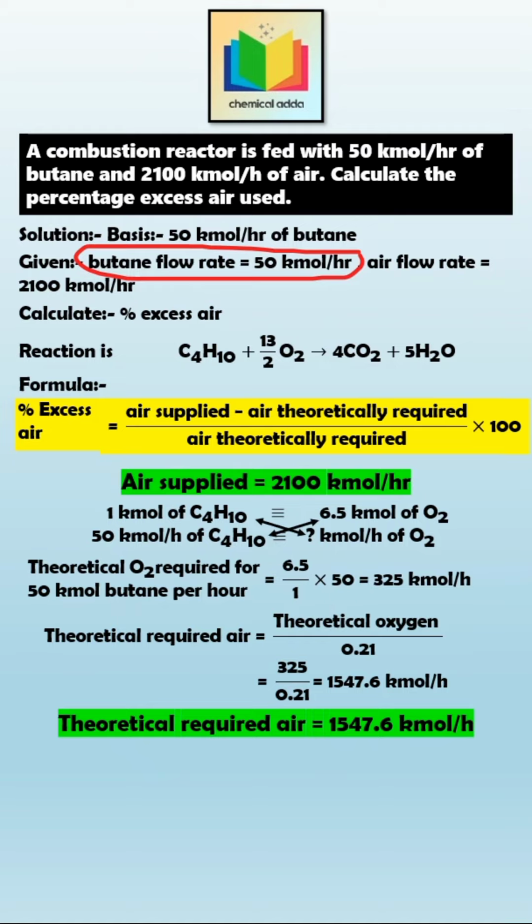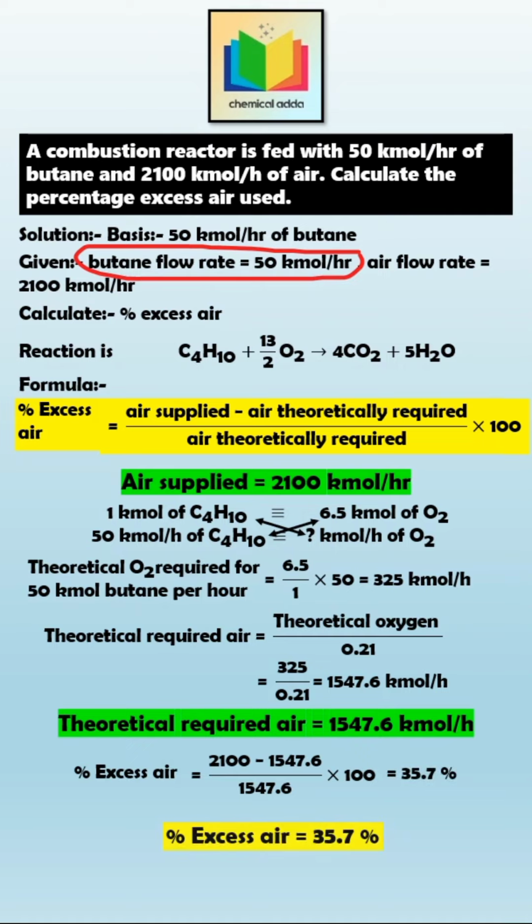Now let's put both values in the formula of percentage excess air. After putting the values, we get percentage excess air is equal to (2100 minus 1547.6) divided by 1547.6, into 100. After calculating, we get percentage excess air is equal to 35.7%.